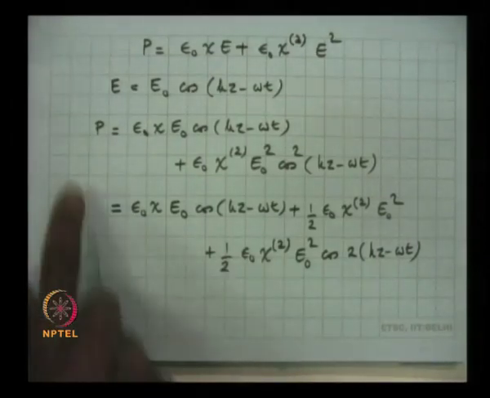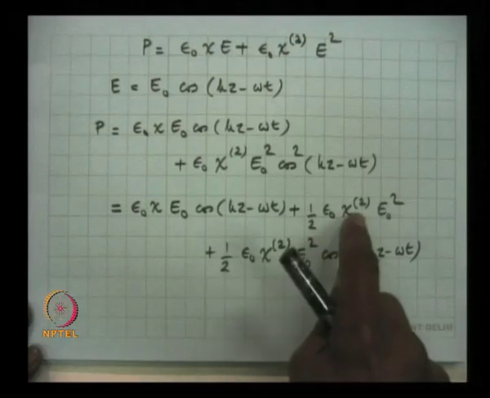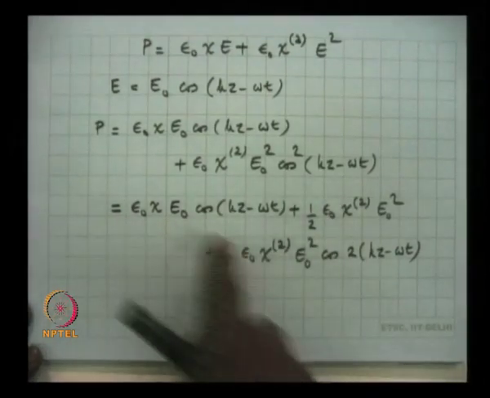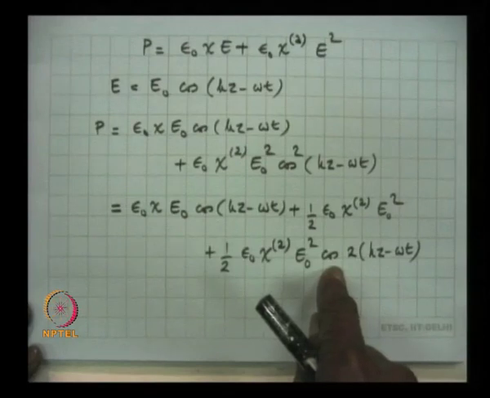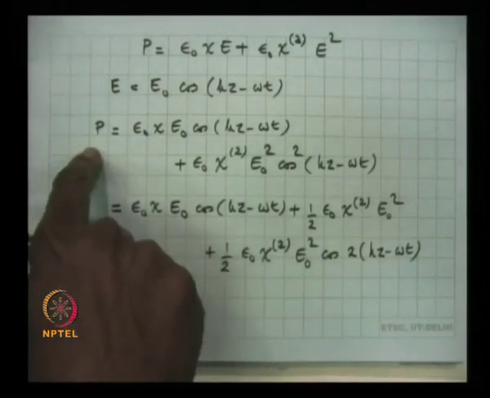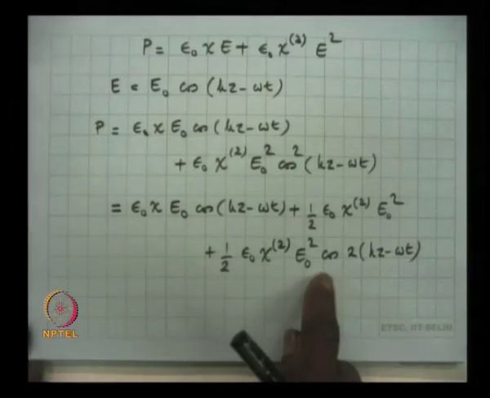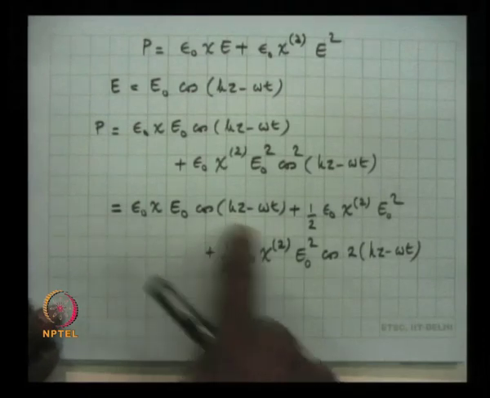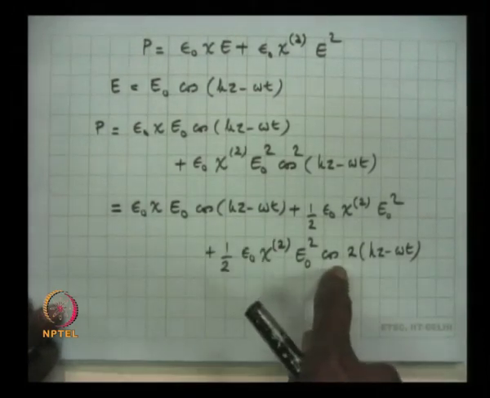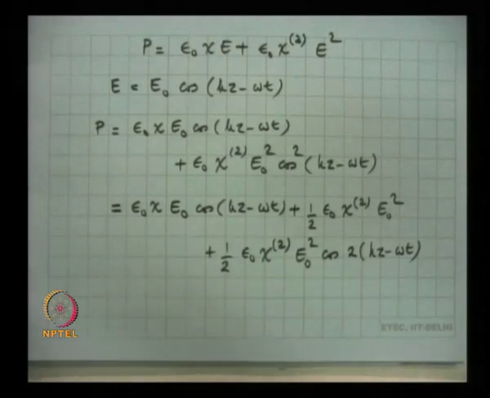So, this polarization now has a 0 frequency component, a component at frequency omega, and a component at frequency 2 omega. And because polarizations are oscillating dipoles, this means that now the dipoles are oscillating not only at frequency omega, but also at frequency 2 omega. They are oscillating in a combination of 0 frequency, omega frequency, and 2 omega frequency. And when the dipole oscillates at frequency 2 omega, it will generate radiation at frequency 2 omega, because oscillating dipoles radiate electromagnetic fields.